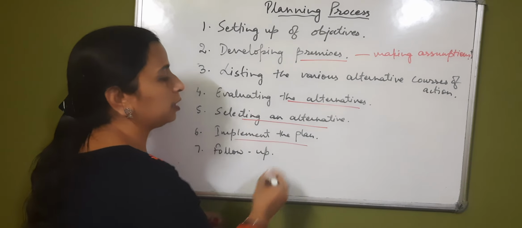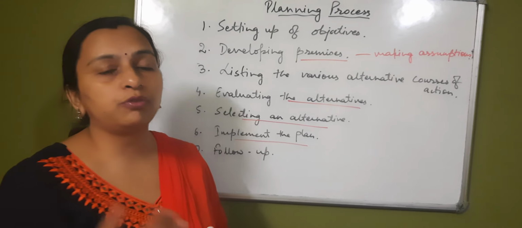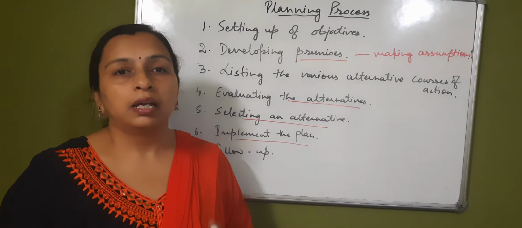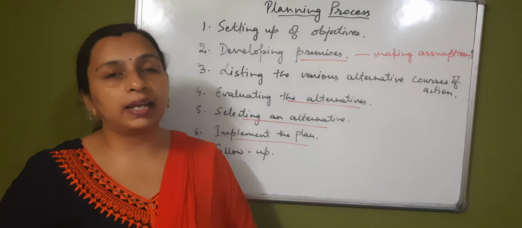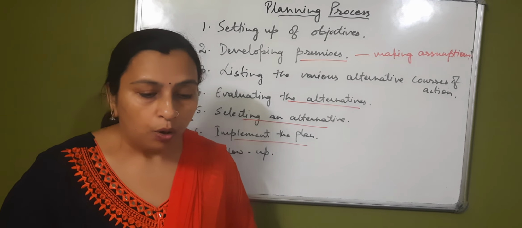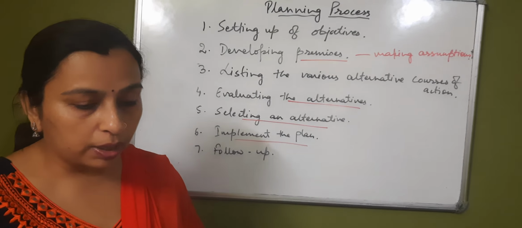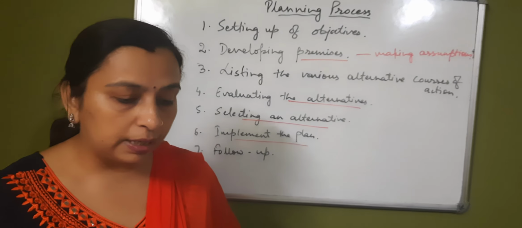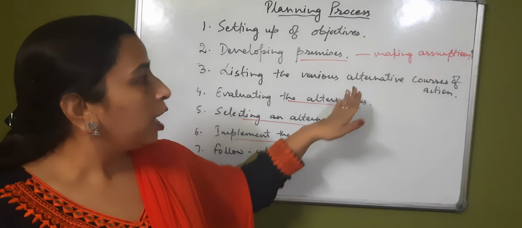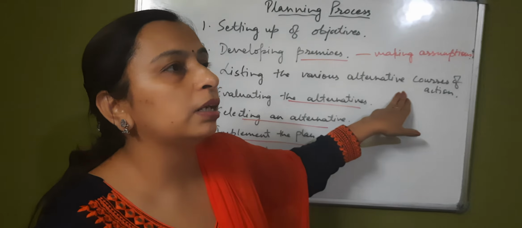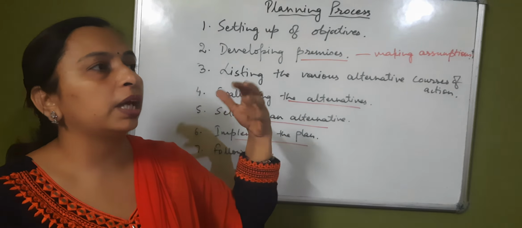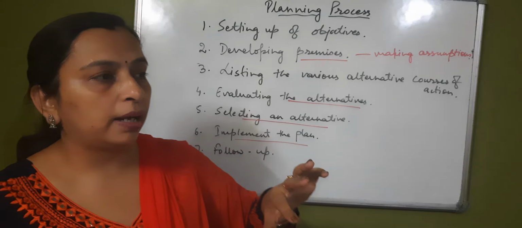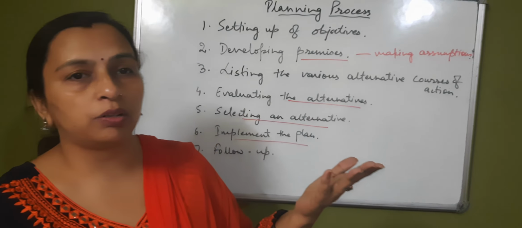And then implementation of plan. Not only we have to select the best alternative, but the best alternative selected should be implemented. Okay, implementation is very important. Like for example, if plan is to increase the sales by increasing expenditure on income. Now there are various alternatives, like you can appoint salesmen, or you can add more product line, or increase the expenditure on advertisement.